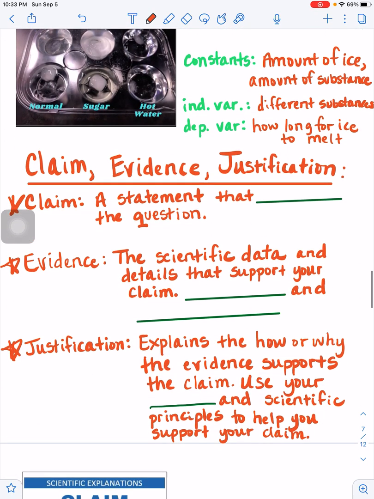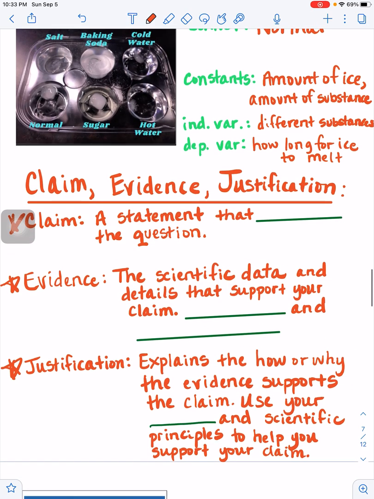Okay. Lastly, on here, well, I shouldn't say last, second to last, is when you have a science report, you actually are going to work on something called claim, evidence, and justification. And I want to give you just a brief description about what each part is. So let's write them in. A claim is a statement that answers the question. The question is your well-defined question that you're testing. It's a statement that answers the question.